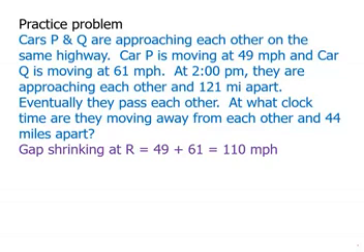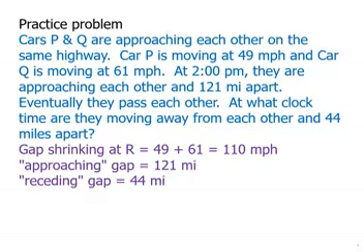So it's shrinking at that speed when they're moving toward each other. And then it's expanding at that speed once they pass each other. But in both cases, it's the same gap speed. In one case, it's getting smaller, in the other, it's getting bigger, but it's the same speed. So we can just add those distances up. 121 plus 44 equals 165.